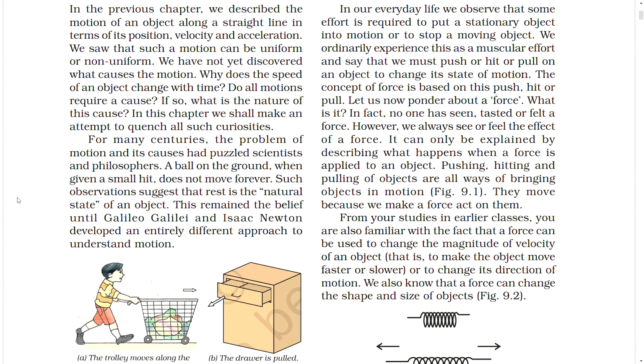For many centuries, the problem of motion and its causes had puzzled scientists and philosophers. A ball on the ground, when given a small hit, does not move forever. Such observation suggests that rest is the natural state of an object. This remained the belief until Galileo Galilei and Isaac Newton developed an entirely different approach to understand motion.